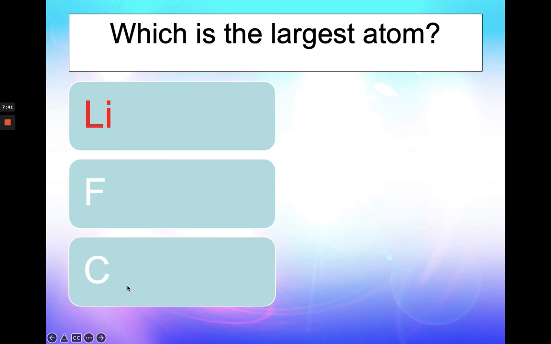Circle. You should have circled lithium, because if you remember the trend, lithium is all the way to the left. So it is going to be the one with the least attraction to those electrons in the second energy level, so it's going to be the biggest. Fluorine, actually, of these 3 is going to be the smallest because it has 9 protons.